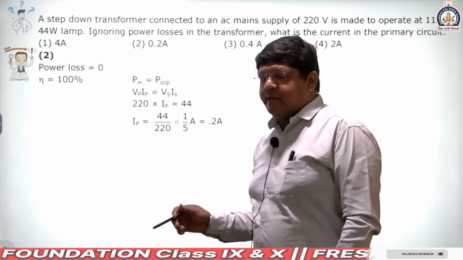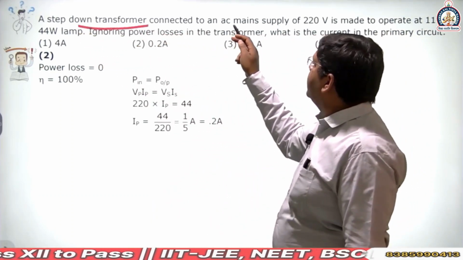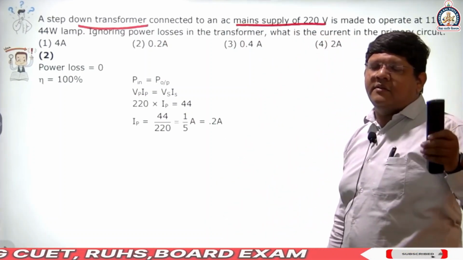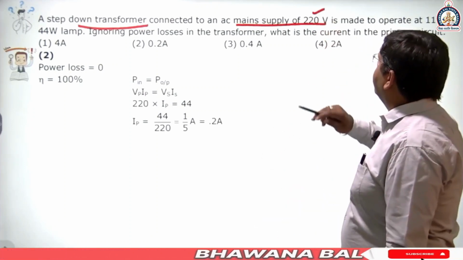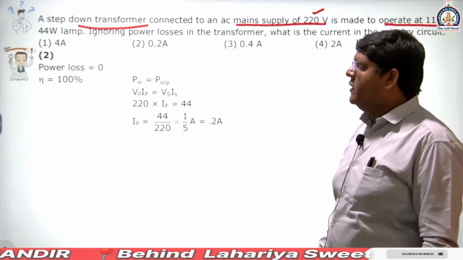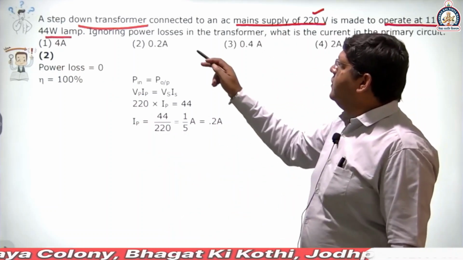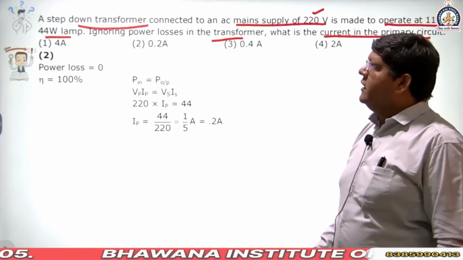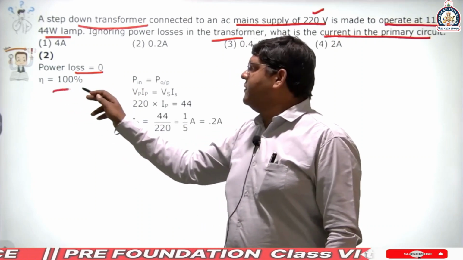Now, moving to the next part, the next question is related to the transformer. Question says a step down transformer is connected to an AC supply of 220 volt. Step down means the transformer which is lowering down the voltage. It is connected to a supply of 220 volt and made to operate at 11 volt, and power is 44 watt. Ignoring the power loss in the transformer, we have to calculate the current. As the losses are 0, we can say efficiency is 100%.